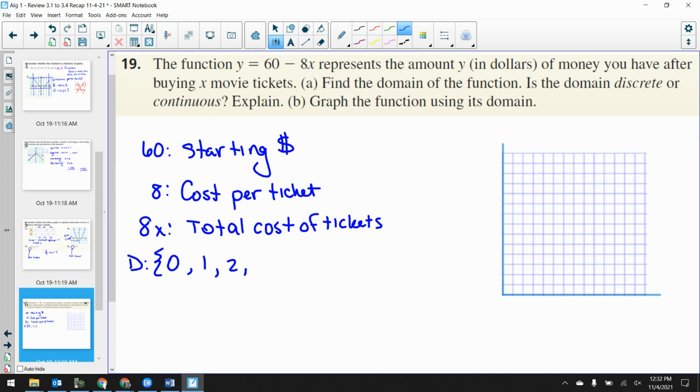So 1, 2, 3, 4, 5. I slow down because could I buy an infinite amount of tickets? Yeah. Here's the problem. What did we identify 60 as? Starting money. So I have to figure out, when am I going to run out of money?